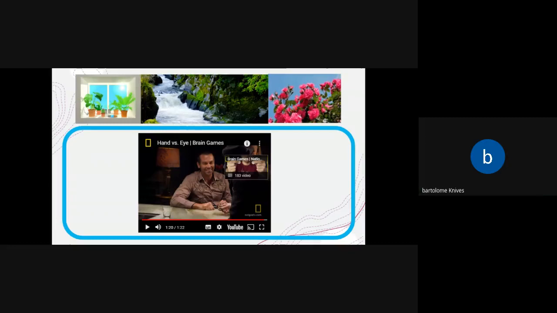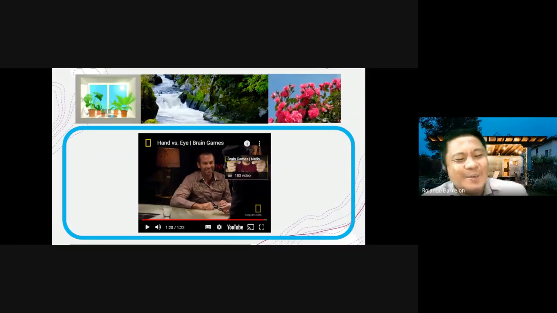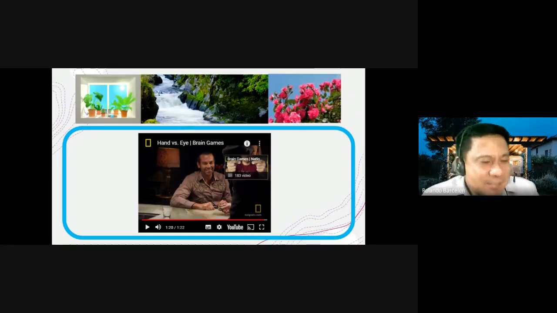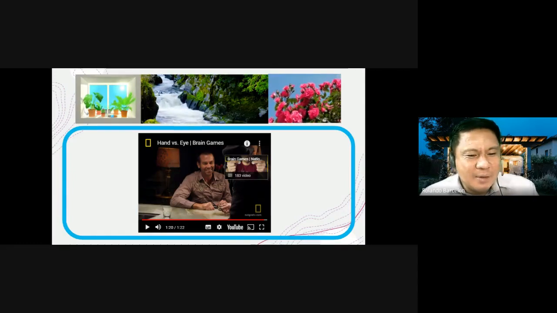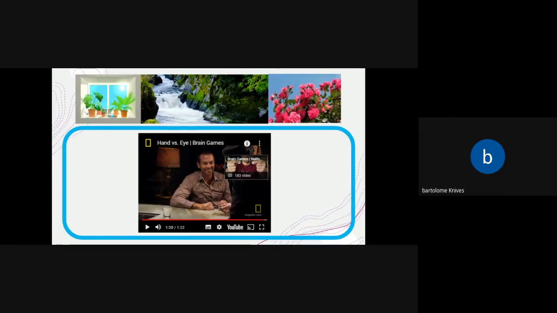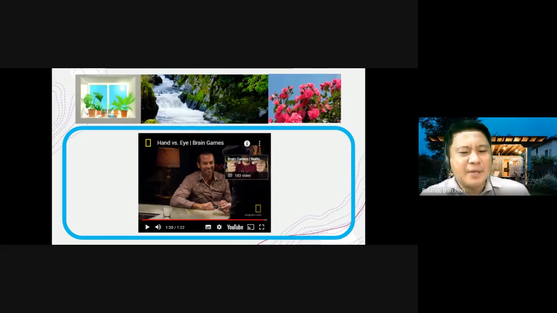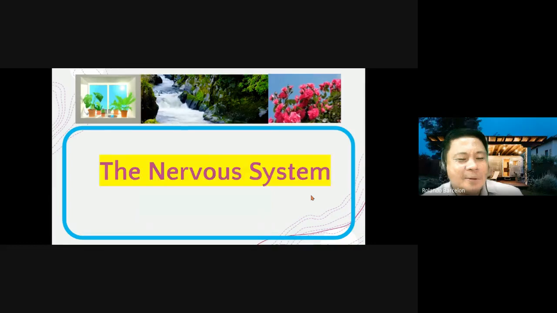Huy. Nervous system. Hindi kayo sumasagot. May sumagot. Sino yun? Hindi ko narinig ang pangalan. Bartolome. Okay, so salamat. Okay, so that's all about what? The system that is in charge of that is the nervous system.